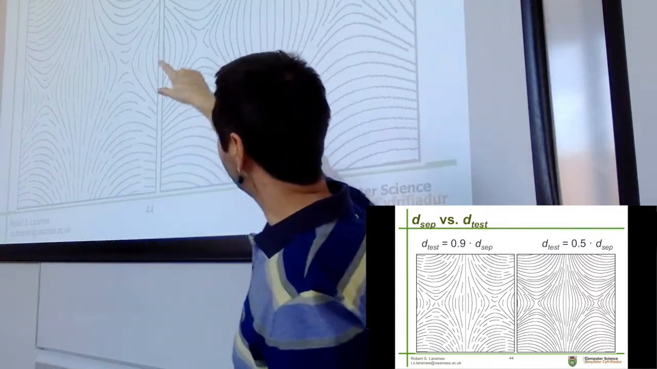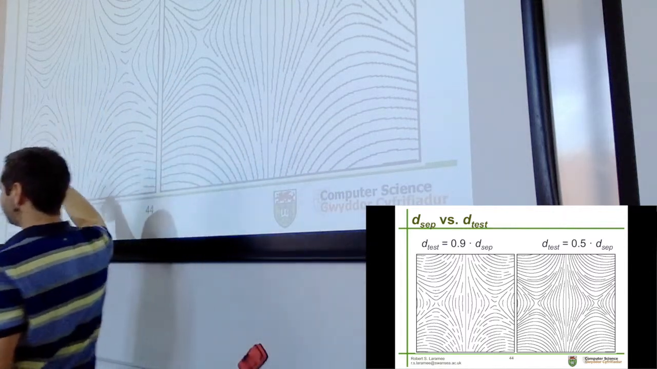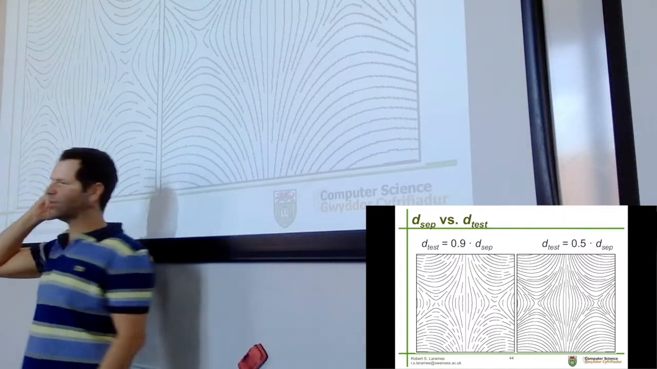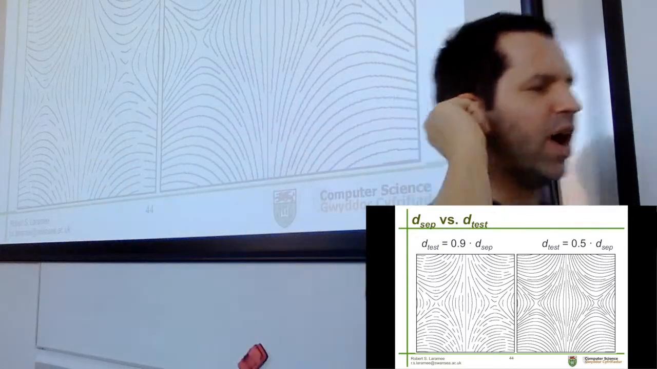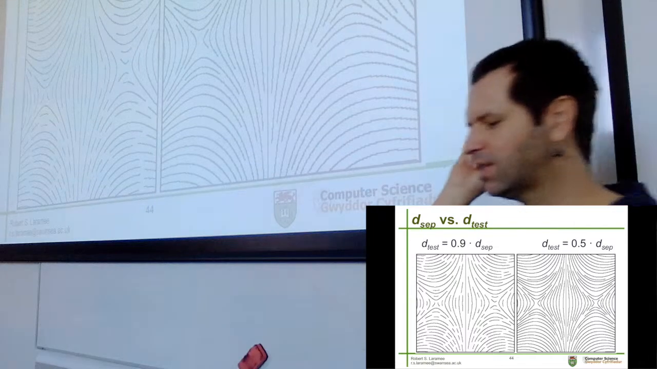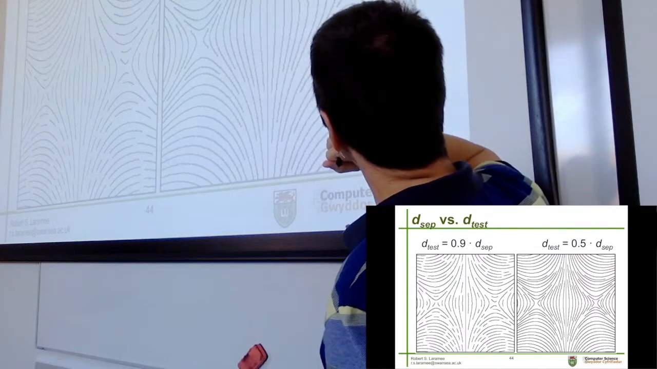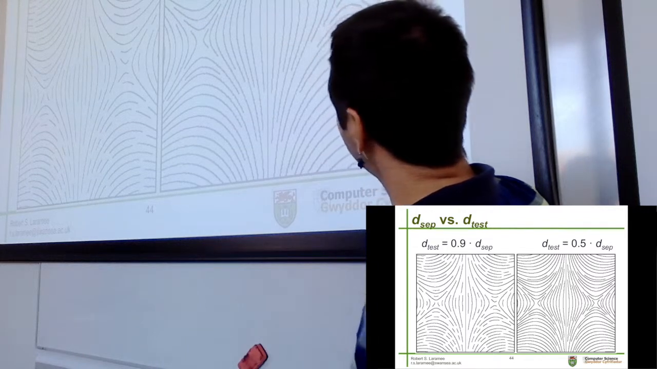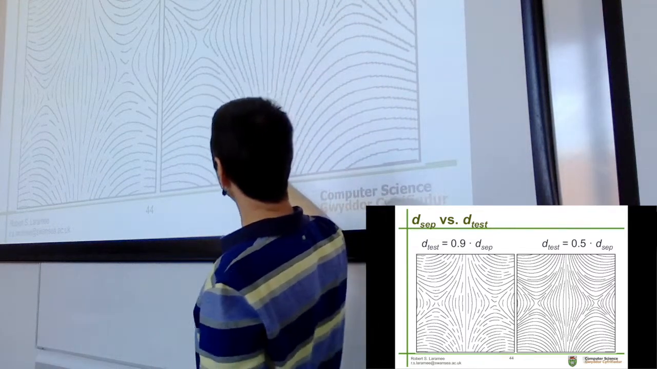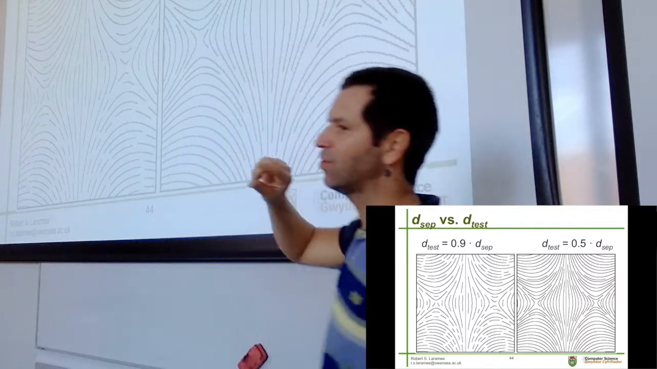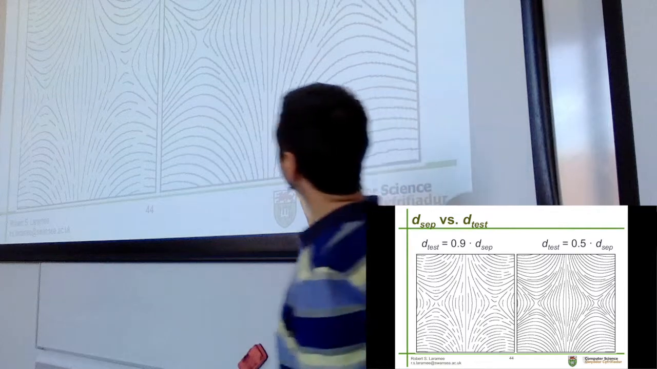So that's d-test being 90% of d-sep. They're not the same value. So d-test is a fraction of d-sep. In this case, it's half. So when d-test is half of d-sep, you get a much more visually coherent result. But the spacing also varies more. But it's still a lot nicer.